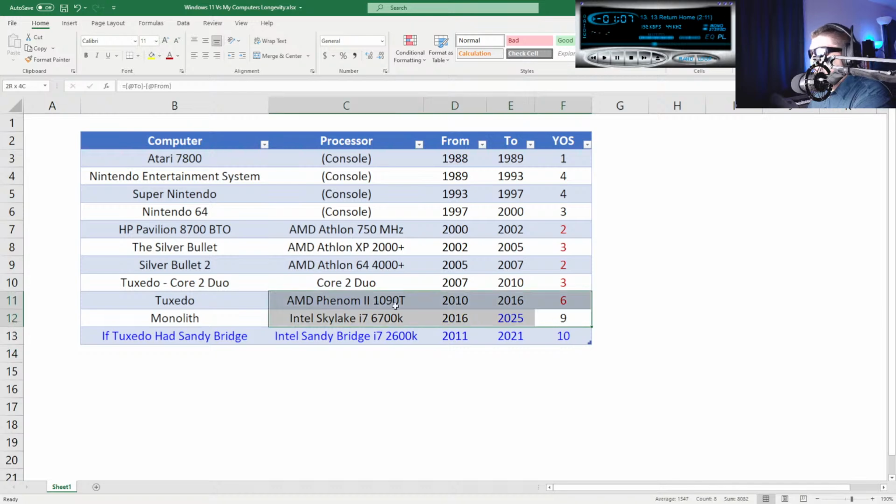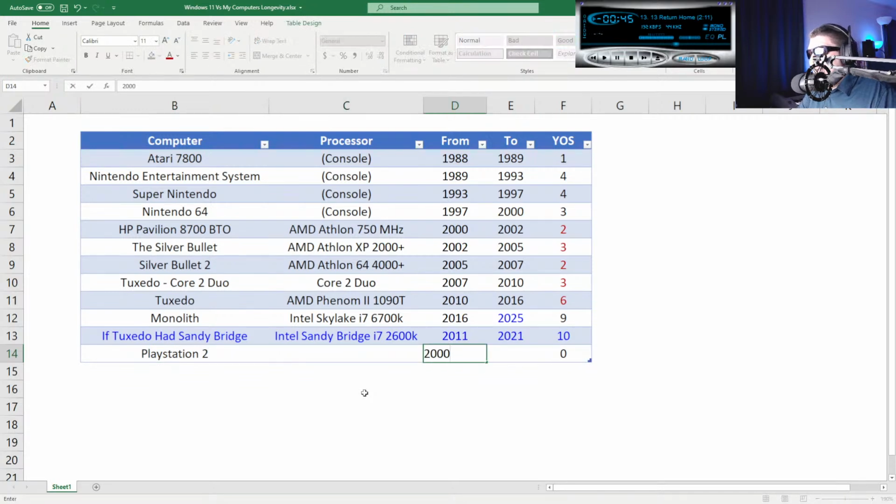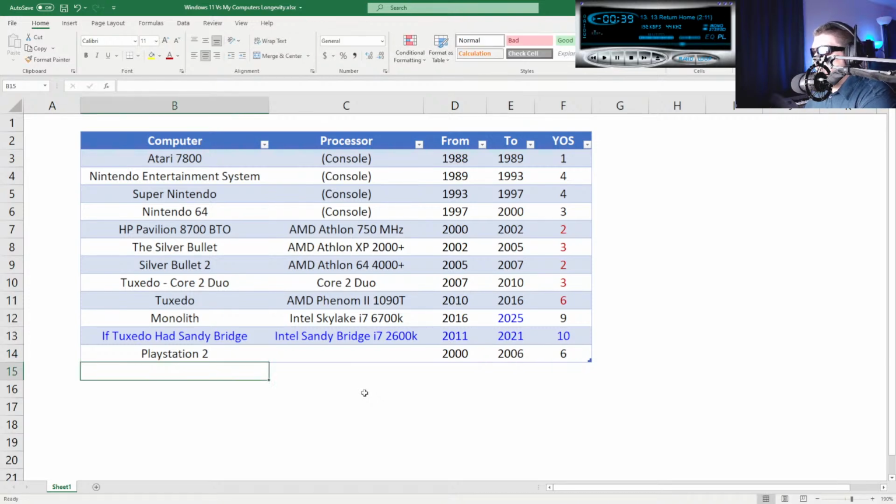So really we're seeing now with Monolith the kind of longevity that if you play your cards right, you can get with a gaming PC. And it smokes the living daylights out of any console I've ever owned. Let's get theoretical here. If you went from, let's put in PlayStation 2 as a theoretical and turn it blue. If I had gotten a PlayStation 2 when it came out in 2000 because I was rich, I would have played it until 2006 and gotten 6 years out of the console.